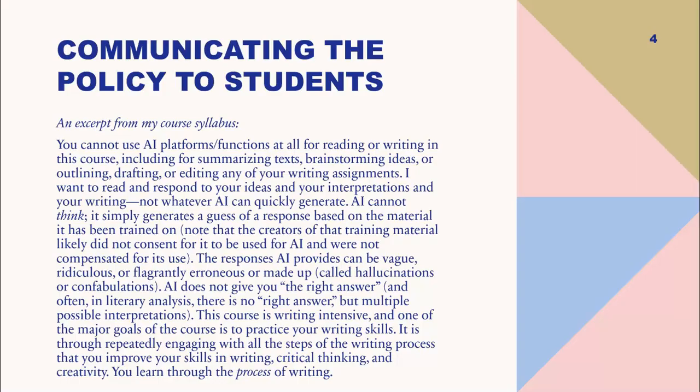AI cannot think. It simply generates a guess of a response based on the material it has been trained on. Note that the creators of that training material likely did not consent for it to be used for AI and were not compensated for its use. The responses AI provides can be vague, ridiculously or flagrantly erroneous, or made up, called hallucinations or confabulations.